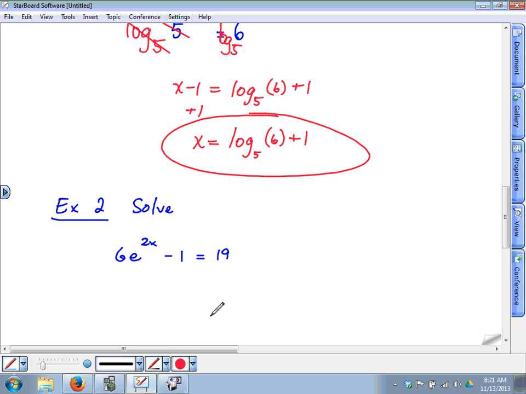So what are we doing first? Adding 1, all right.